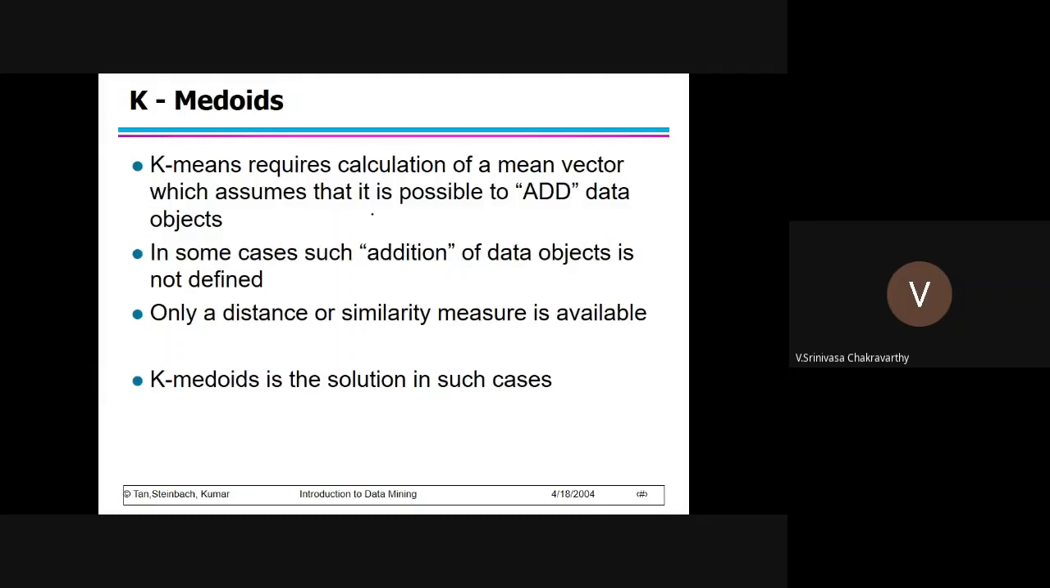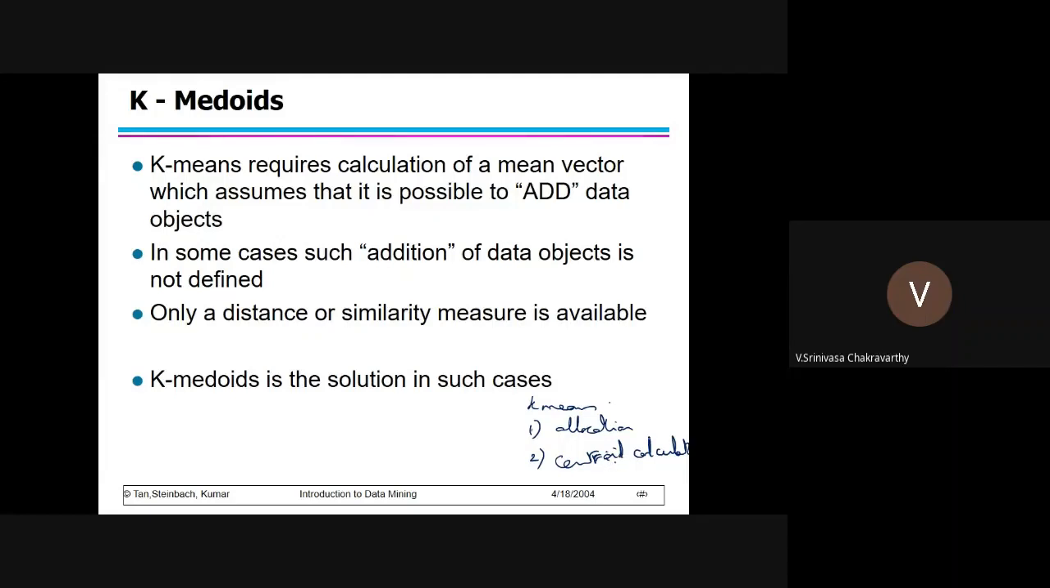Then one more variation of k-means clustering is called k-medoids, right? And this occurs when there is a special restriction on the data set. In k-means, you know that there are two steps. Step one is allocation of data points to centroids. Step two is centroid calculation. Now in centroid calculation, what we are doing is taking the average of all the data points in a given cluster, which assumes that it is possible to calculate an average.